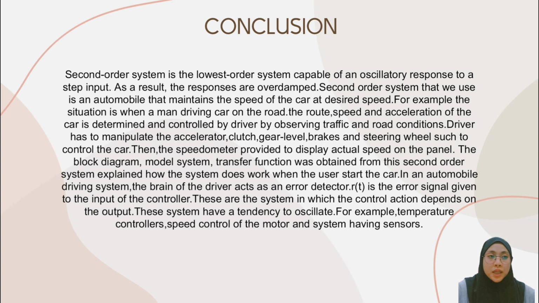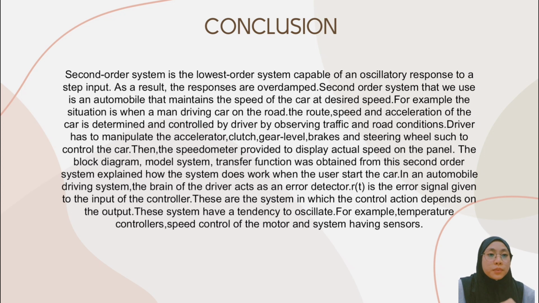For example, the situation is when a man is driving a car on the road, speed and acceleration of the car is determined and controlled by the driver by observing traffic and road condition. The driver has to manipulate the accelerator, clutch, gear lever, brake and steering wheel to control the car. Then the speedometer is provided to display actual speed on the panel.